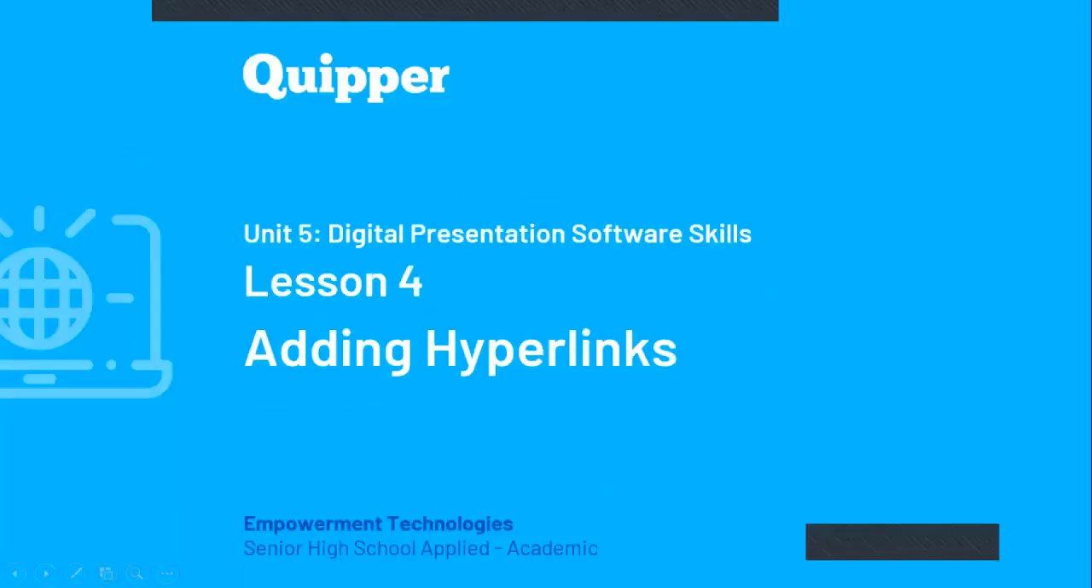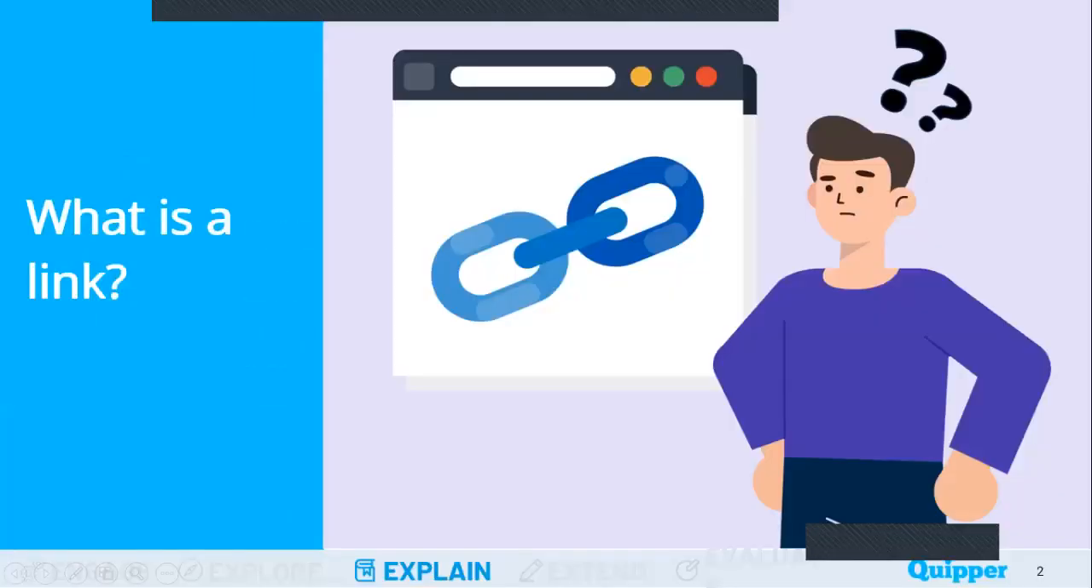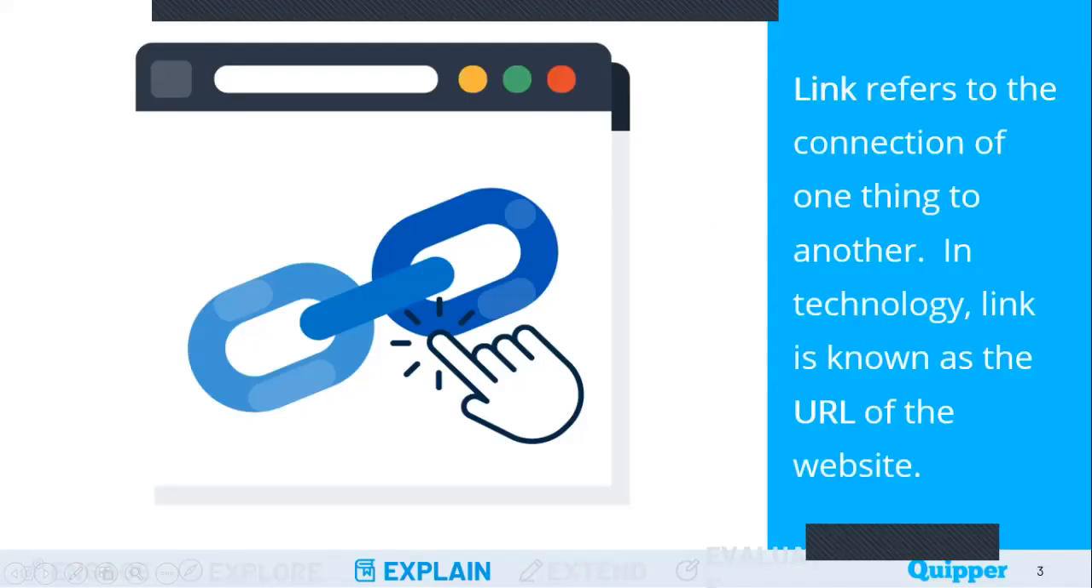Last, we have how to add hyperlinks. So what is a link? So link refers to the connection of one thing to another. In technology, link is known as the URL of the website. So what is a URL? Uniform Resource Locator. The URL is a Uniform Resource Locator. Okay? Uniform Resource Locator.